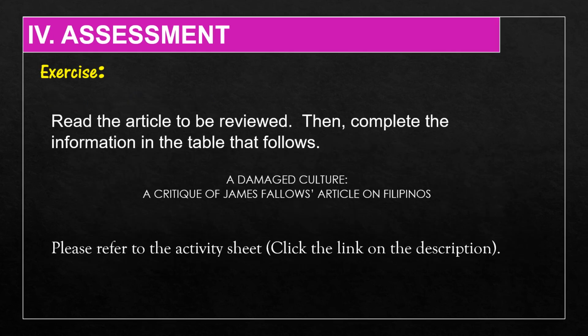So for part 4, assessment exercise, you're going to read the article to be reviewed, and you're going to complete the information in the table that follows. The article to be reviewed is entitled A Damaged Culture, a critique of James Fallows' article on Filipinos. You may click the link in the description of this video for the activity sheet.